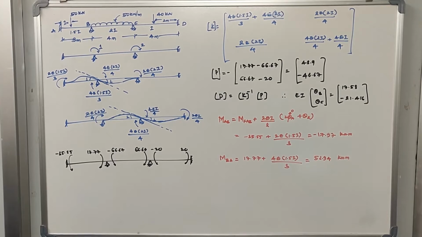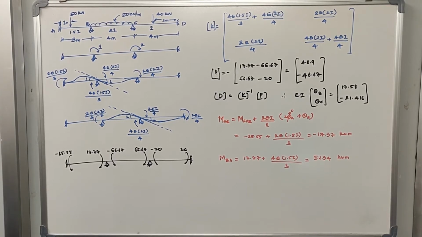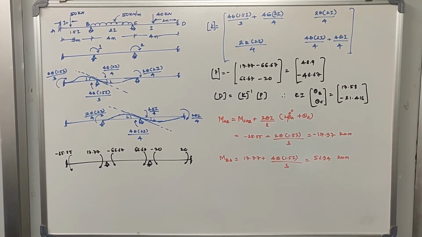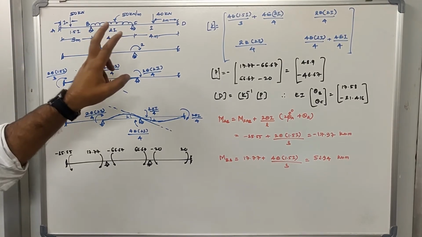So in the previous video, as you know, we had solved a continuous beam using the stiffness matrix. Here also we are going to solve this continuous beam using the stiffness matrix. First, let us try to understand what is this continuous beam that is given to you. So we have a continuous beam of three spans, AB, BC and CD.